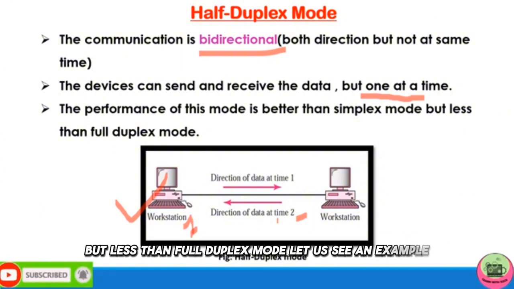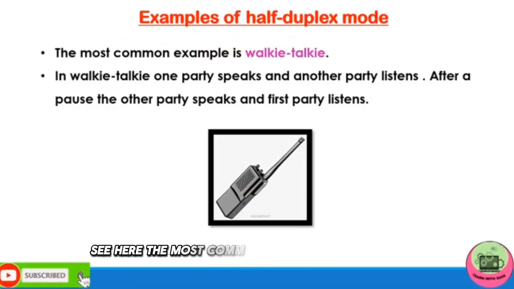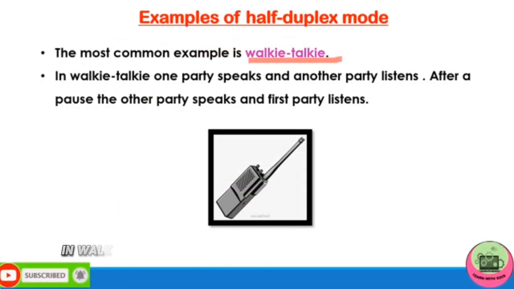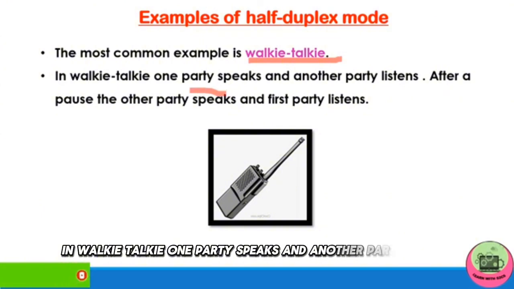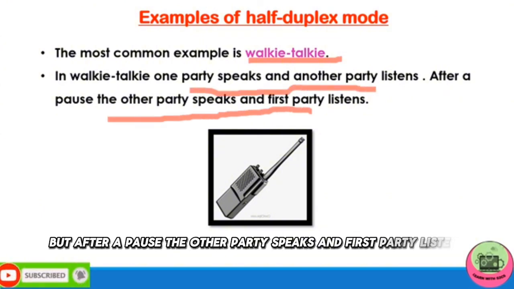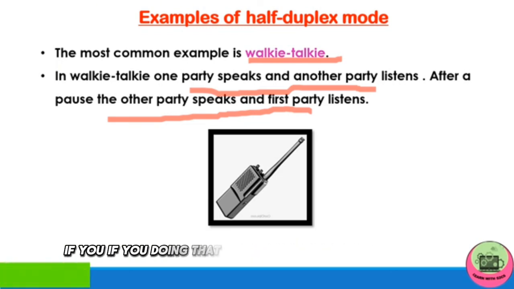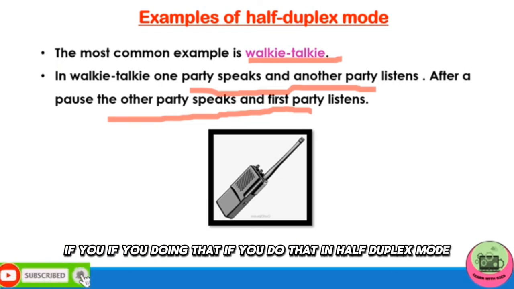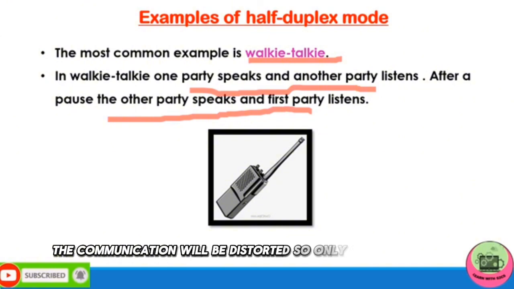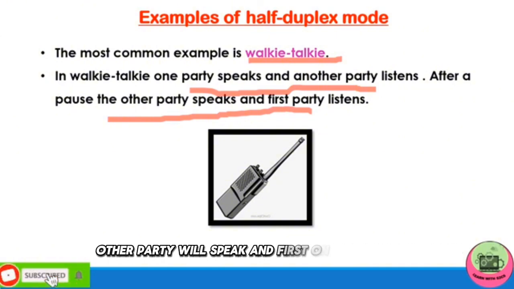Let us see an example. See here. The most common example is the walkie-talkie. In a walkie-talkie, one party speaks and the other party listens. But after a pause, the other party speaks and the first party listens. Okay? Both do not speak simultaneously. If you do that in half duplex mode, the communication will be distorted. So only one party speaks, the other listens, and after a pause, the other party will speak and the first one will receive. Clear with half duplex?